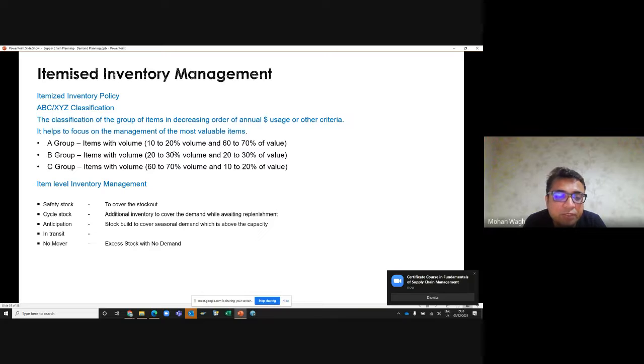Or during the Diwali festivals, sweet shops generally build the stock of sweets, because they expect the sale will be a bit higher as compared to normal. So those are called anticipation inventory. In transit inventory, we talked about, is something which is in the pipeline, and then no mover, which is where we have the stock and there is no demand for that stock. It's basically dead stock, which companies are defining.